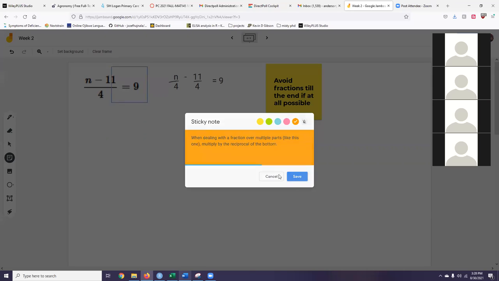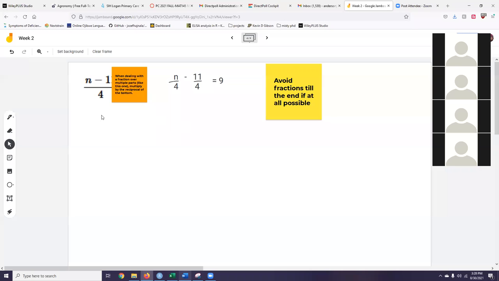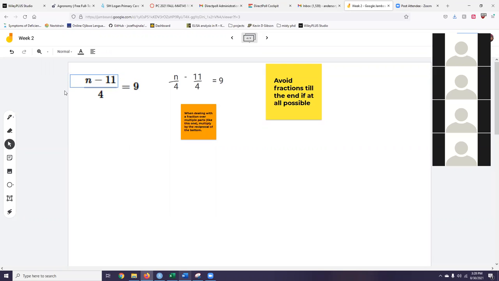So I want to multiply by the reciprocal of the bottom. So I want to take and multiply everything times 4. So that times 4. That times 4. So these guys will drop out. And it leaves us n minus 11, and 9 times 4 is 36. And then our step two would be to do what? What do we normally do?